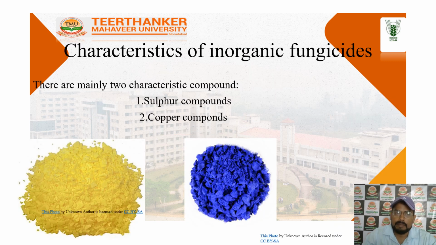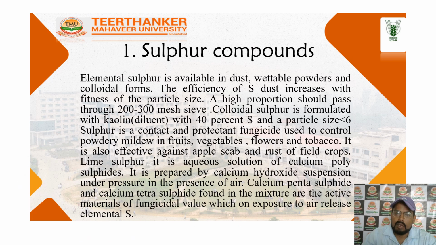Next are the characteristics of the inorganic fungicides. Basically there are two types: sulfur compound characteristics and copper compound characteristics. These show the specific types of fungicide. First are the sulfur compound characteristics. Elemental sulfur is available in dust and powder forms. These are the forms of the sulfur.